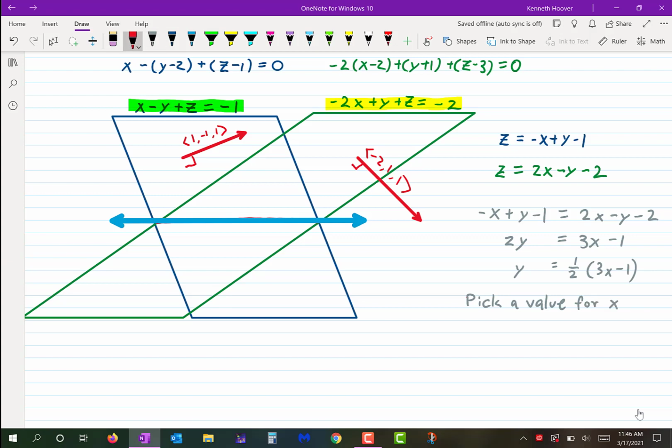How about if we pick x equals 1? I just want to make sure you understand. I'm not solving for x. I'm picking a value for x. You could have picked 28 if you wanted. But if x equals 1, then what would y be? y would be half of 3 times 1 minus 1, which is 1. So when x is 1, y would have to also be 1.